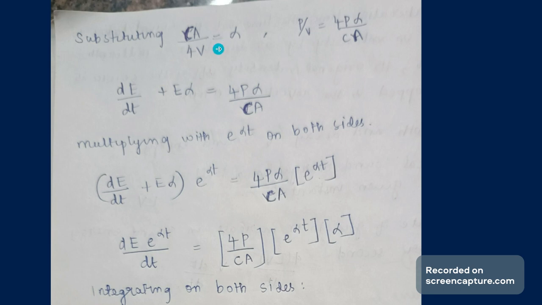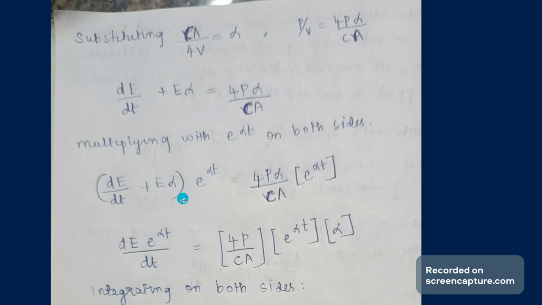Therefore, from this expression, 1 by V will be equal to 4 alpha by CA, multiplying by P on both sides. P by V will be equal to 4P alpha by CA. So dE by dt plus E alpha will be equal to 4P alpha by CA. When we multiply by e power alpha t on both sides, dE by dt plus E alpha into e power alpha t will be equal to 4P alpha by CA into e power alpha t.